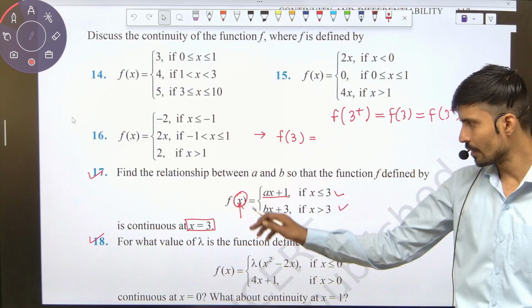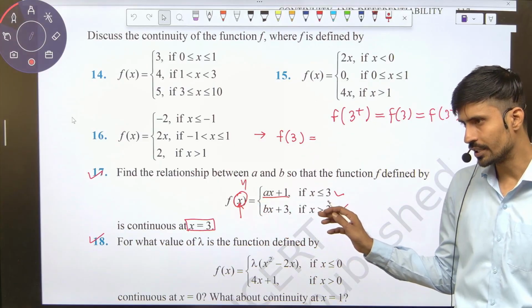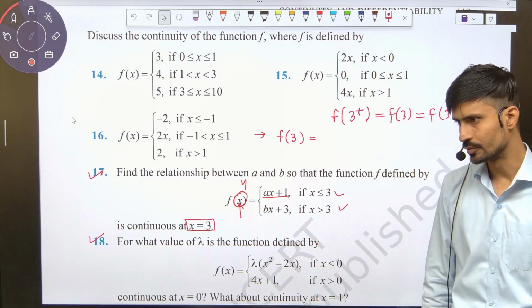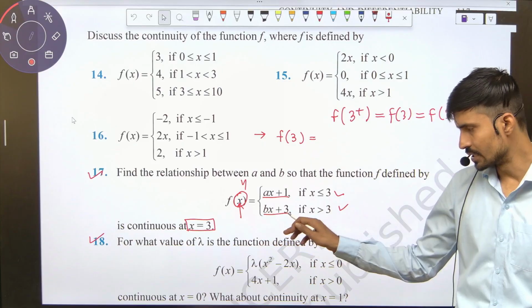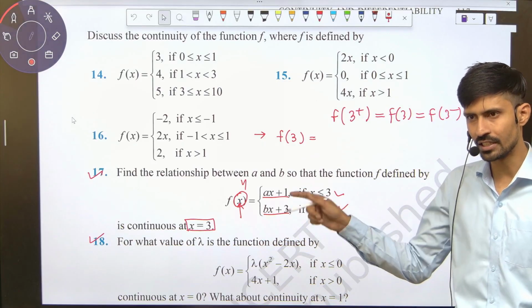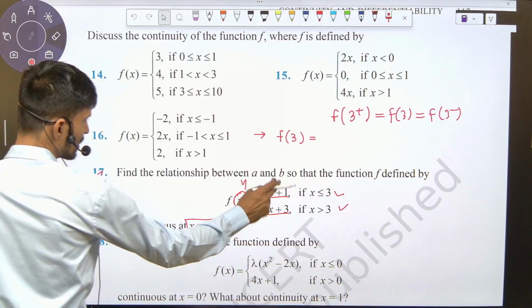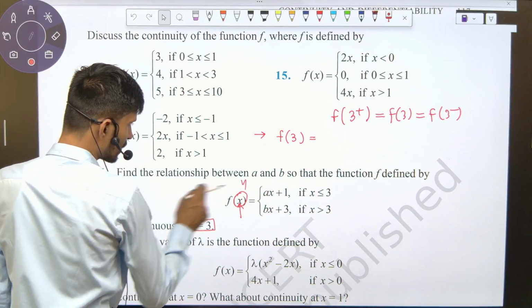Okay, now tell me if I have to find f of 4. So is 4 less than equals to 3 true or is 4 greater than 3 true? So I will use this for finding f of 4. So with the condition we'll find which function we have to use. Okay? Yesterday also light was not there, so I didn't put the video.